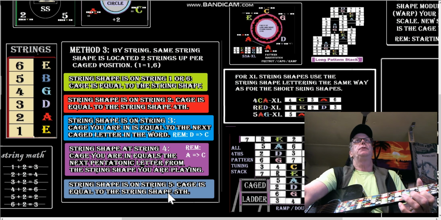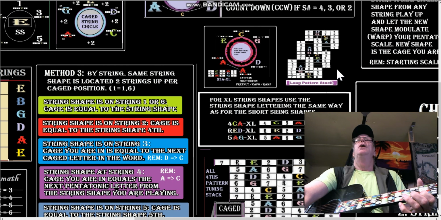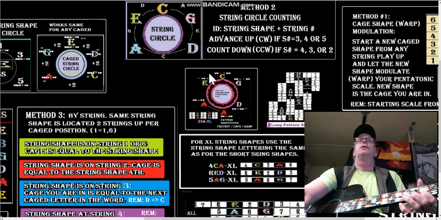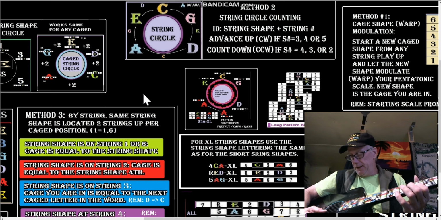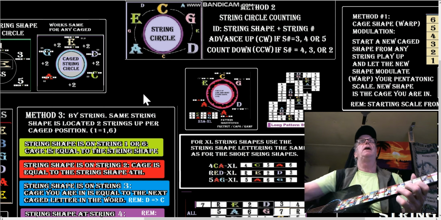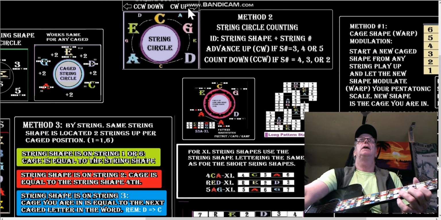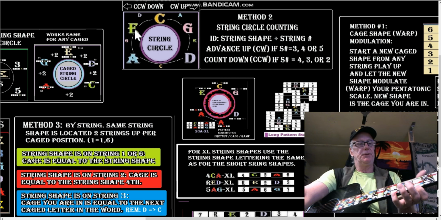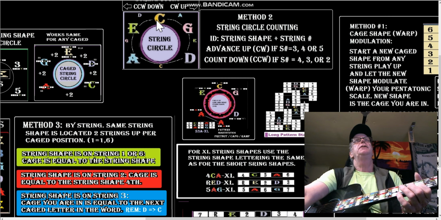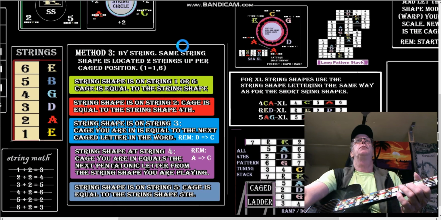Cage is equal to the string shape 5th. So over here we've got this. It also works with the long patterns. So if we're on an E string shape on string 5, we're just going to go one turn of the clock counterclockwise to go up to the 6th string. E string shape goes to C. It means we're in the C box there.